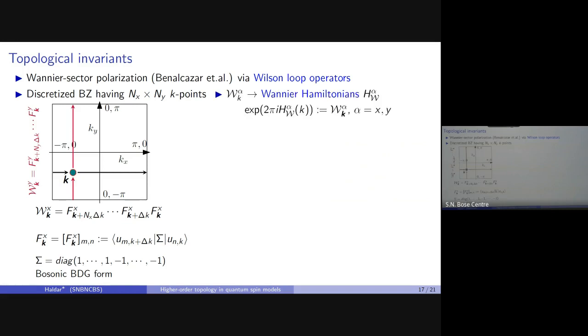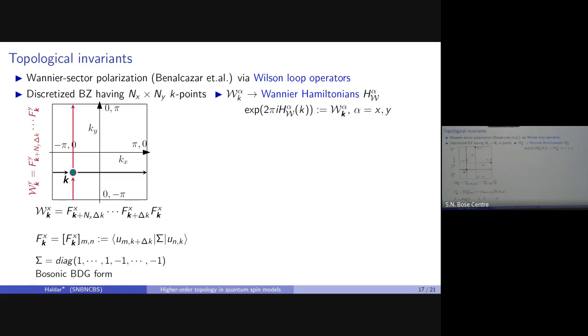The next step in the algorithm is to map W_x,k and W_y,k to a sort of Hamiltonian, which is called the Wannier Hamiltonian. Why is it called the Wannier Hamiltonian? It actually has connections with Wannier functions. We can discuss it. The mapping is something like this: the exponentiation of your Wannier Hamiltonian, exp(2 pi i H_alpha^W), should be equated to W_alpha,k. So basically, roughly taking the log of W_x,k and W_y,k, you can arrive at H_x^W or H_y^W.